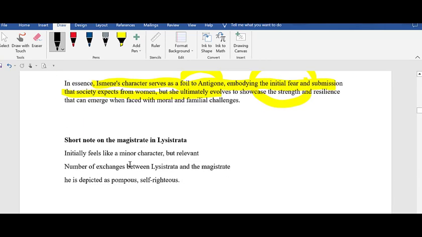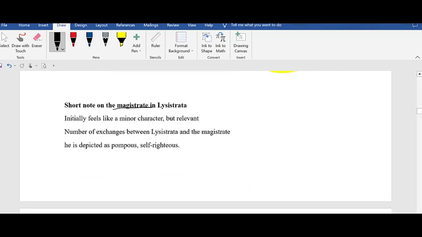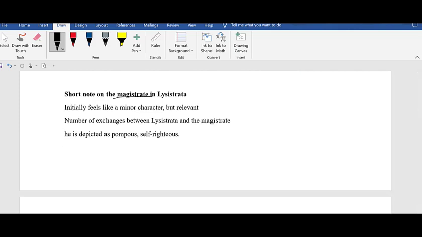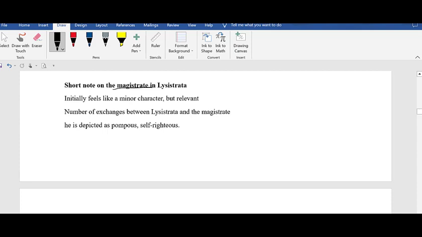The next question is a short note on the magistrate of Lysistrata. Now, some students would be confused about the magistrate, whether it's an important character, but actually it's a very important character because it is a character through which Lysistrata gets a lot of space to talk about her political and public opinions about what's happening in Greece and what's happening in the Peloponnesian War. The magistrate comes across as a minor character, but when you look at the play, it does have a very large, important symbolism, and you should talk about that symbolism in this answer.